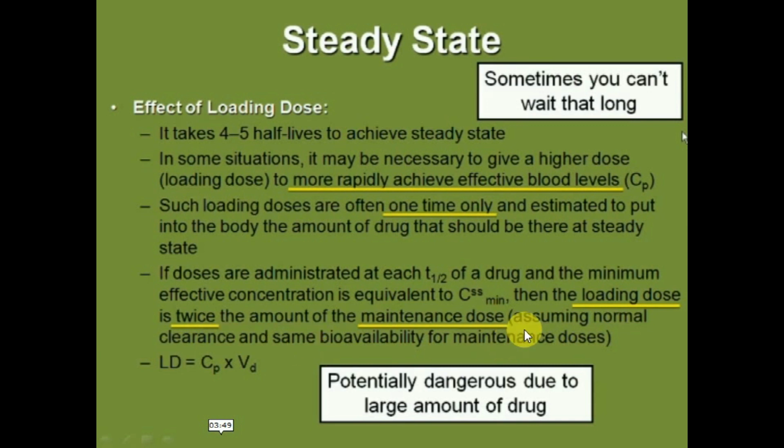These are some of the conditions necessary for loading dose. So the equation for loading dose will be C, plasma concentration in the plasma, and volume of distribution.